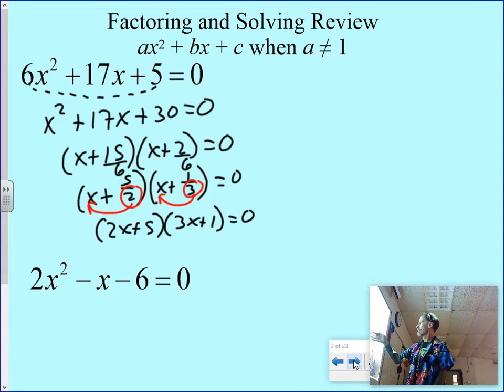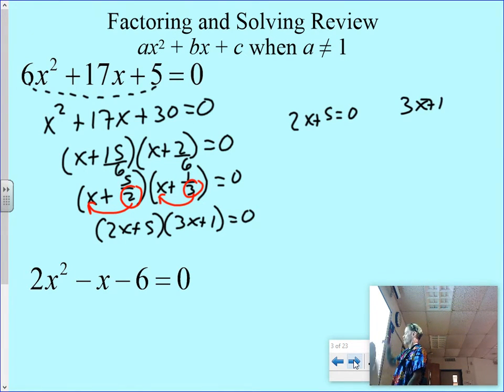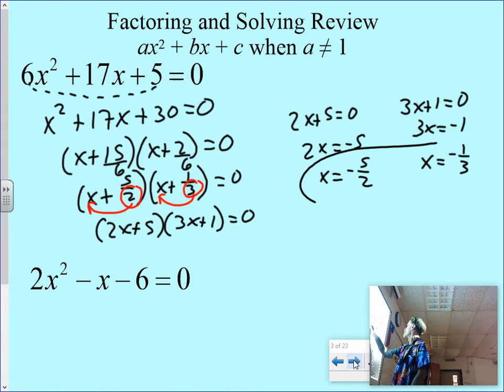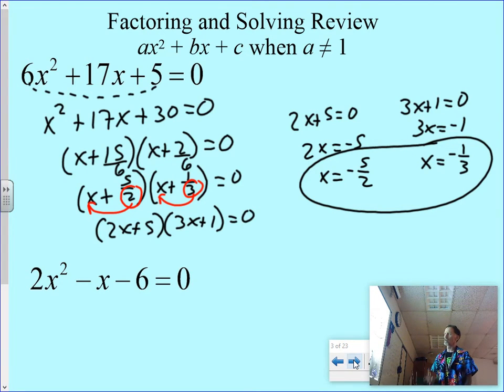And then to solve it, you still set the factors equal to 0, and then just get x by itself. Let's do 2x plus 5. And then just get x by itself. So subtract 5 and divide. And then subtract 1 and divide by 3. Okay? So exactly the same thing. So we do that little bit of cheating at the beginning, undo the cheating at the end, simplify, and then swing the denominators that are left over.